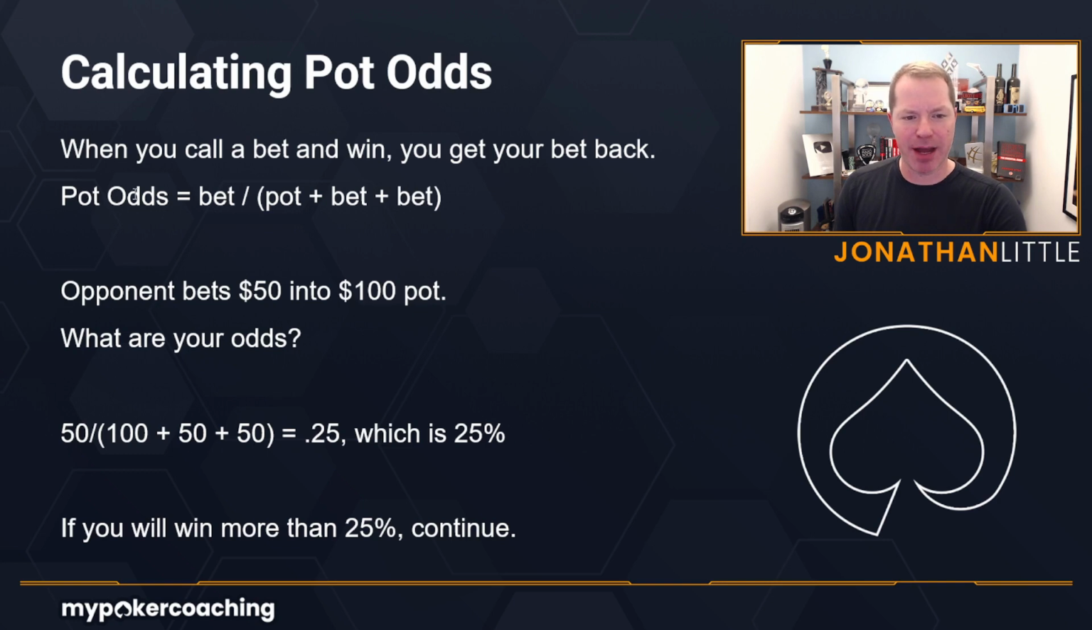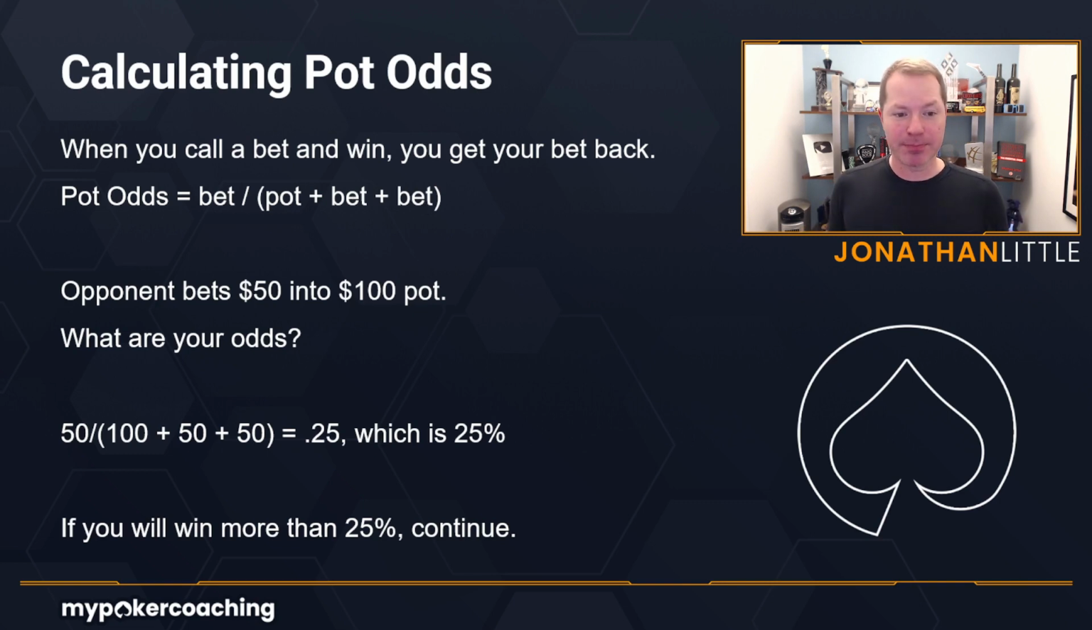So as you can see here, your pot odds equal the bet you are facing divided by the current pot plus the bet you're facing plus the bet you're facing, which is essentially the bet you are matching, right? It's how much more you have to put in. So it's the pot plus the amount your opponent put in plus the amount you're putting in.